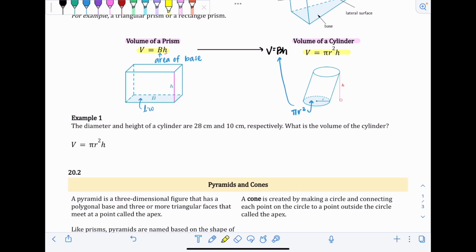Okay, example 1: use the diameter and the height of a cylinder that are 28 centimeters and 10 centimeters respectively. What is the volume of the cylinder? So to find the volume of the cylinder, we'll use V equals pi r squared times the height.